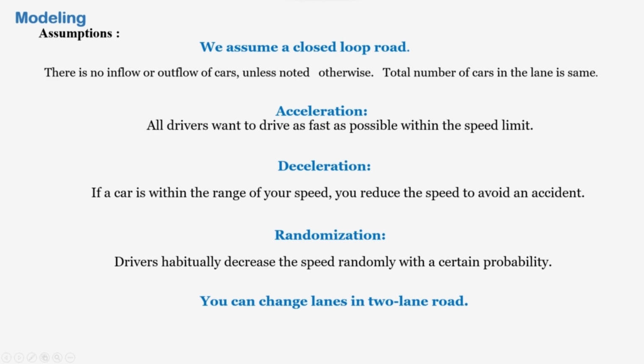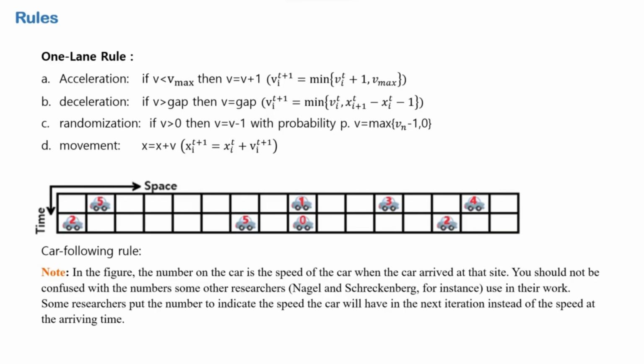Also, in two lanes, cars can change the lane. These are the car following rules. In the figure, the state of each cell is indicated with the speed of the car when the car arrived at this cell. Look at each car, how they move.